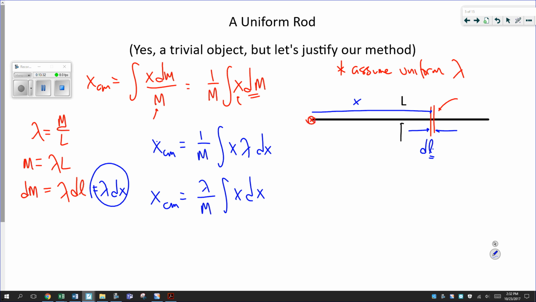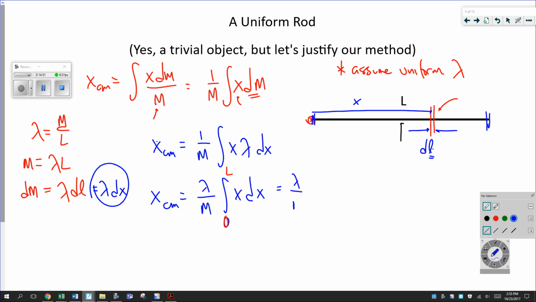Now, what does x vary from? Remember, x is a variable. The first object, right here, is located at position 0 relative to the origin. The last one out here is located at position L relative to the origin. Those are our limits of integration. This is an easy integral, I hope so. It's a simple form.